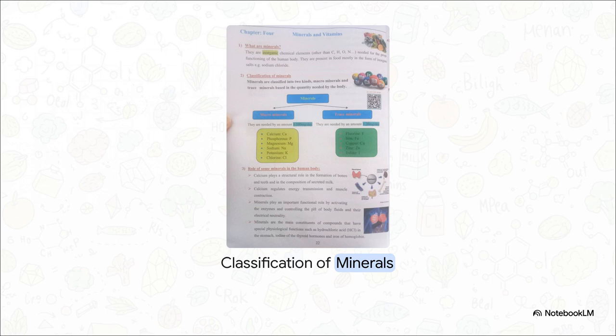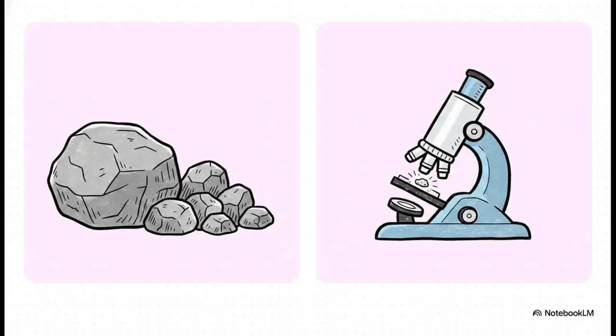Well, your textbook brilliantly categorizes minerals into two distinct families, and it's based entirely on the quantities your body demands. It's a really elegant split. Macro minerals on one side, trace minerals on the other. So it all just comes down to volume. To lock this into your memory for the exam, you need to contrast the macro minerals directly against the trace minerals. Macro minerals include things like calcium, phosphorus, magnesium, sodium, potassium, and chlorine. These are the heavy hitters. Trace minerals, on the other hand, are the little guys needed in tiny amounts, things like fluorine, iron, copper, zinc, and iodine. But what exactly defines macro versus trace in strict numerical terms?